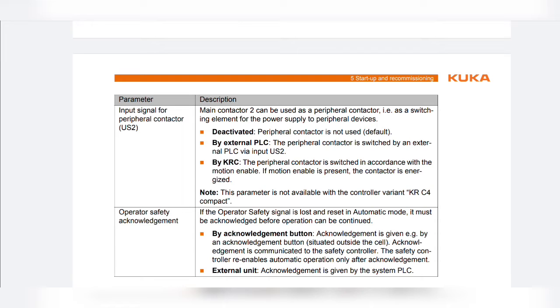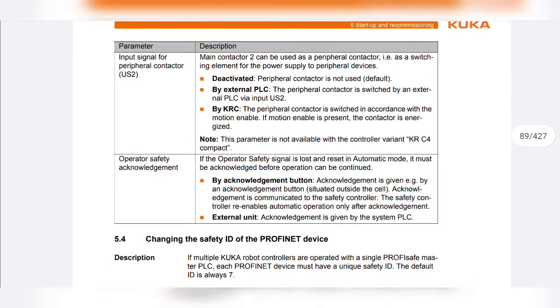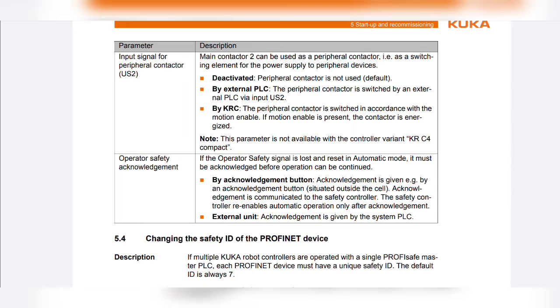By KRC: the peripheral contactor is switched in accordance with the motion enable. If motion enable is present, the contactor is energized. Note: this parameter is not available with the controller variant KRC4 Compact.